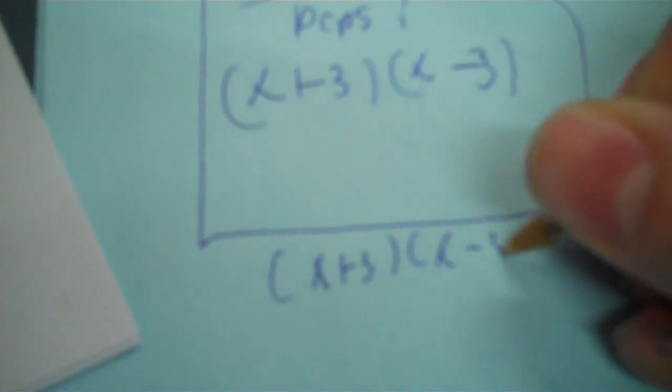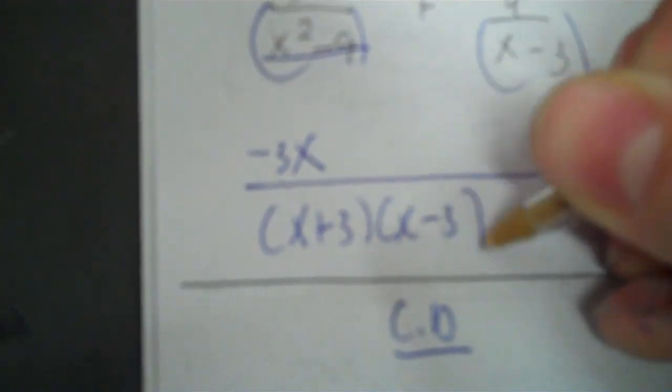x squared, 9: 3, 3. So it'd be x, 3, x, 3. x plus 3, x minus 3. So you replace this with this, okay? x minus 3, do I really think I could do much with that? If you say yes, you're probably wrong, okay?